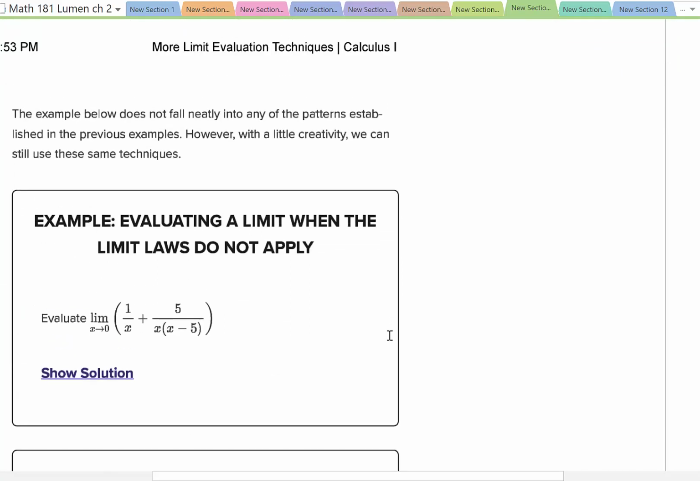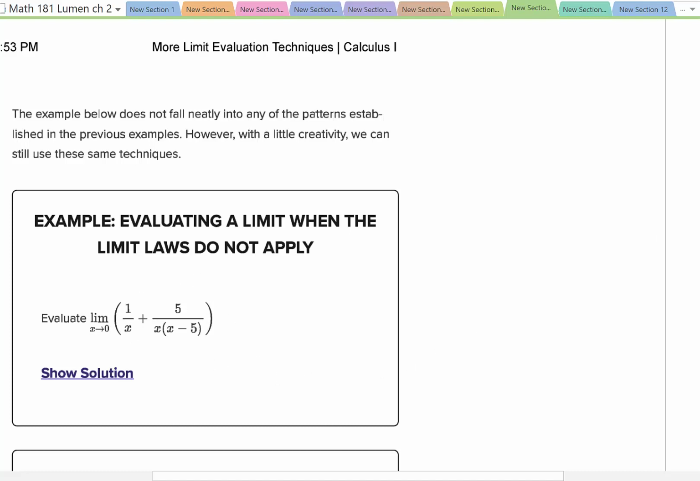And let's go on to the next thing. Evaluating the limit when the limit laws do not apply. So here we have the limit as x approaches 0 of 1 over x plus 5 over x times x minus 5. If you plugged in the 0, you'd have 1 over 0 plus 5 over 0 times 0 minus 5. So you'd have 1 over 0 plus 5 over 0. And what we're going to need to do is combine these into one term.